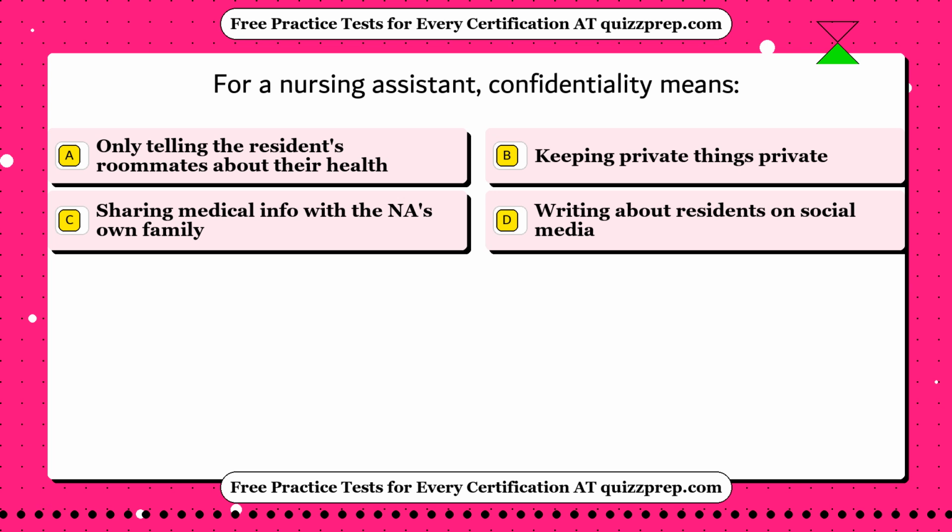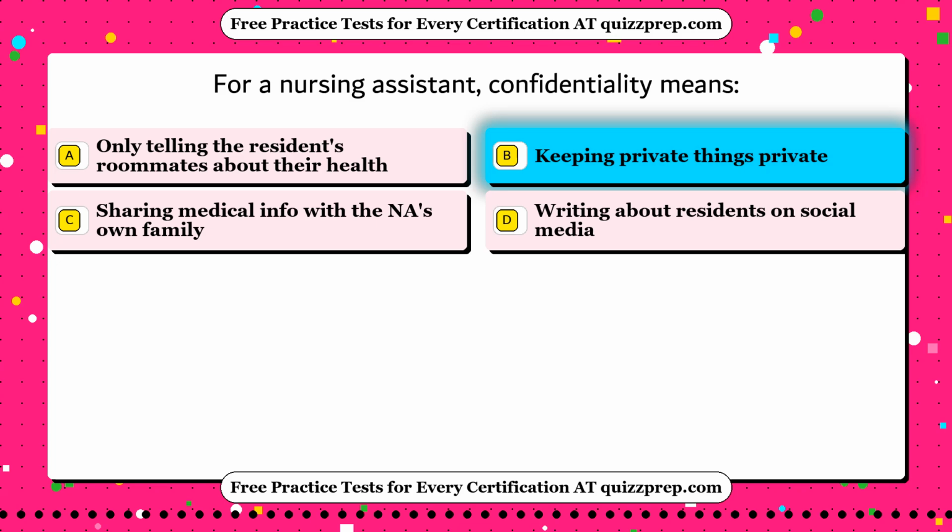Question 18. For a nursing assistant, confidentiality means: option A, only telling the resident's roommates about their health. Option B, keeping private things private. Option C, sharing medical info with the NNA's own family. Option D, writing about residents on social media.